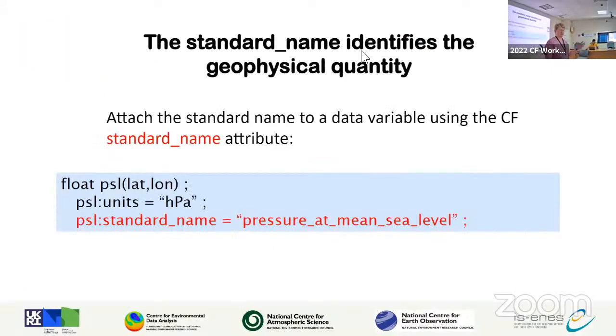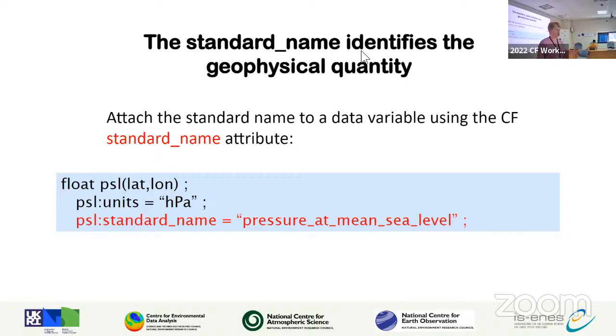So, right, start off with the basics. Standard name, that's the obvious thing when we come to variable naming. And CF convention says it identifies the geophysical quantity. And very simply, we attach a standard name attribute to a variable. There's an example here on the slide. So the variable itself has its own name. And then there's the standard name.